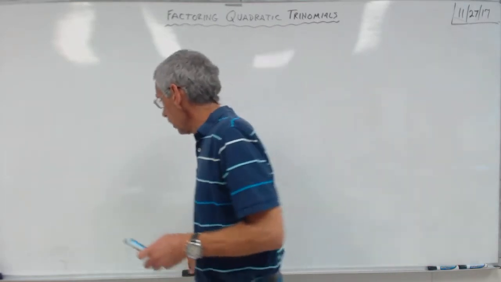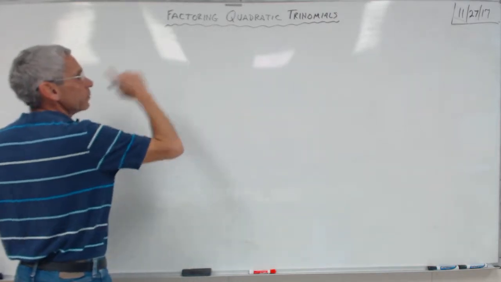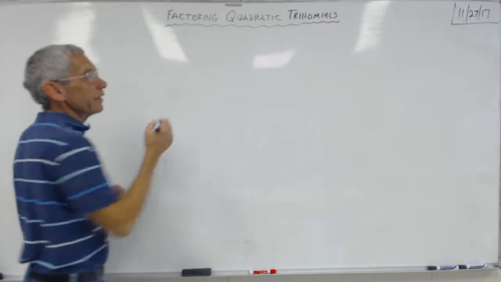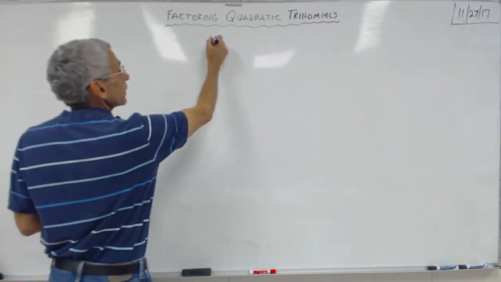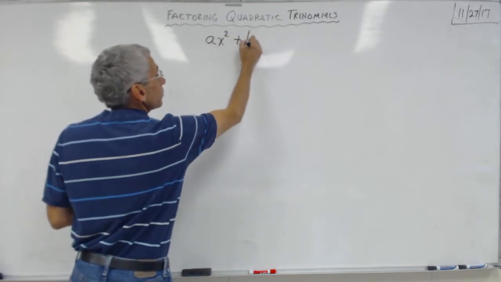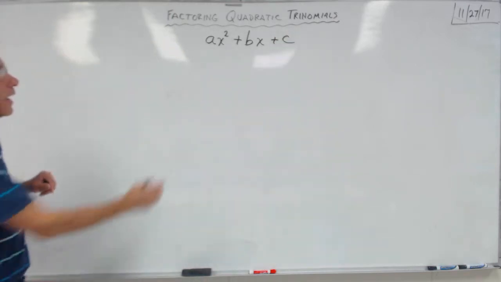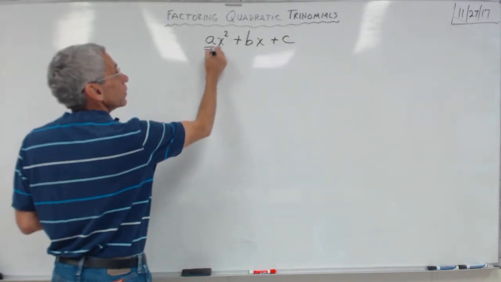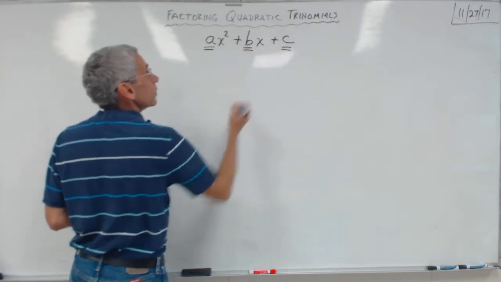Do you guys remember FOIL? Well, actually, before I even go there, let me just show you what a quadratic trinomial looks like. All right, it looks like this: ax squared plus bx plus c. A is a number, b is a number, and c is a number.